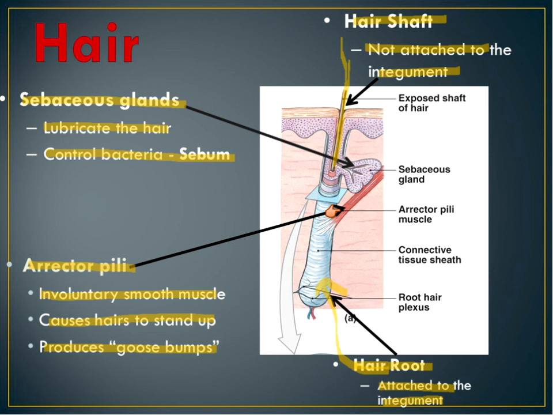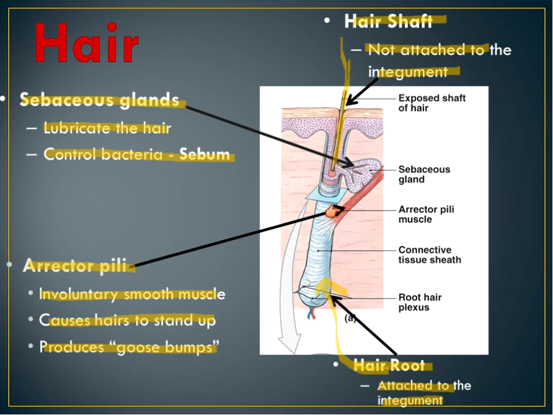We also have the erector pili muscle, which is a smooth muscle. All of the smooth muscles in your body are under your involuntary control, which means that you cannot make them contract just by thinking about them. It's a different part of your brain that controls the contraction and relaxation of these smooth muscles. Other places you find smooth muscles are in your organs, such as your esophagus, your stomach, and your uterus.